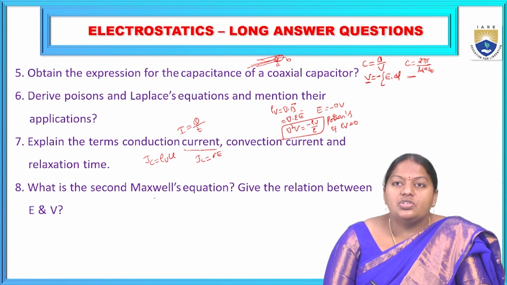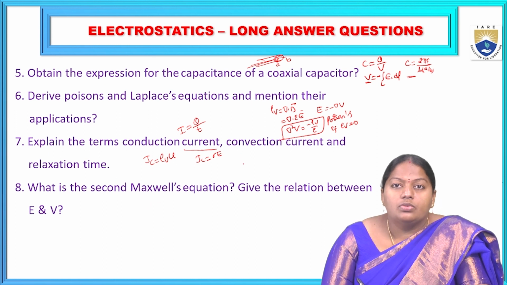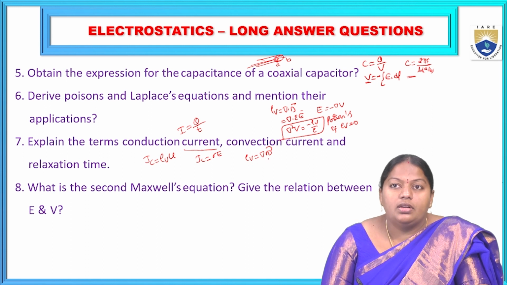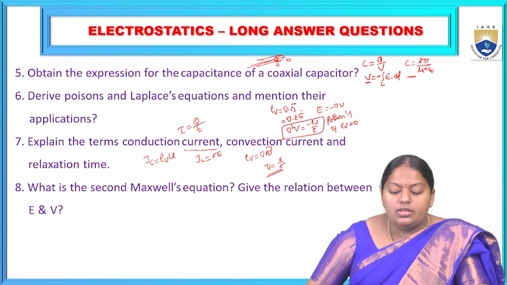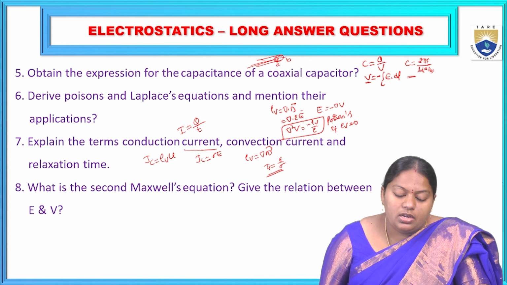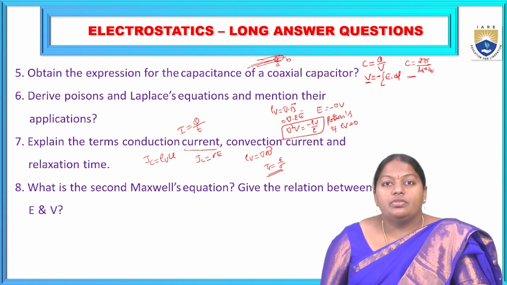Similarly, for relaxation time, to derive it we use the point form of Gauss law, that is rho v equal to del dot D bar. Based upon this, we derive the equation as Tr equal to epsilon by sigma, where the relaxation time is also called the rearrangement time, and it is generally expressed in seconds.